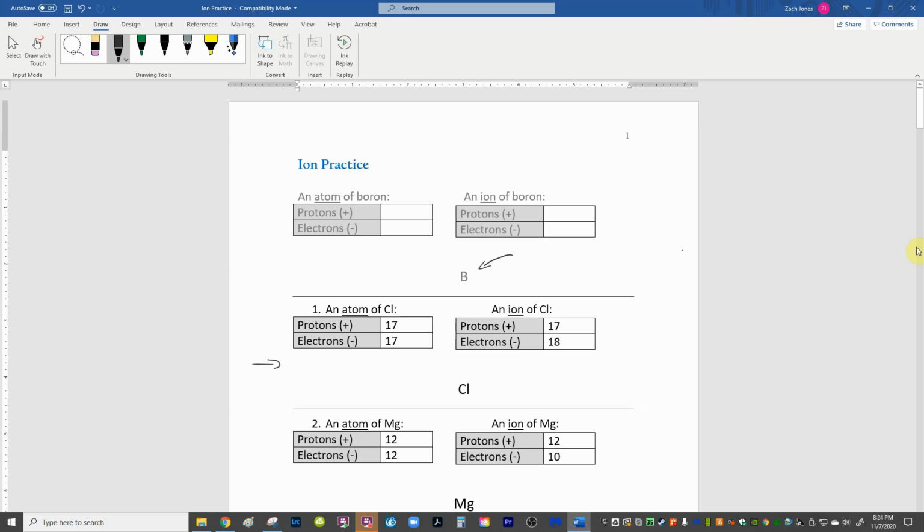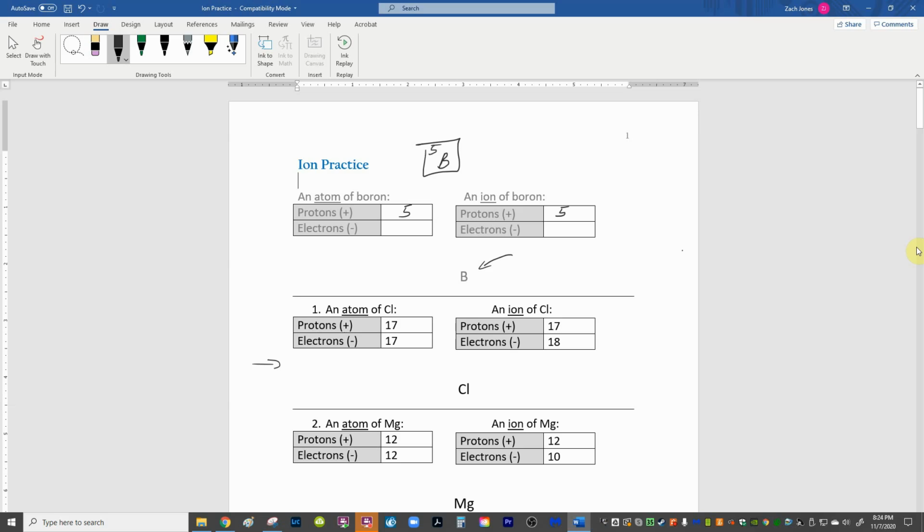Well, if I want to know how many protons boron has, I just have to look at the periodic table. When I look at boron, it has an atomic number of 5, which tells me it has 5 protons. And that will never change, whether it's an atom or an ion. It will always be the same. Otherwise, it wouldn't be boron.